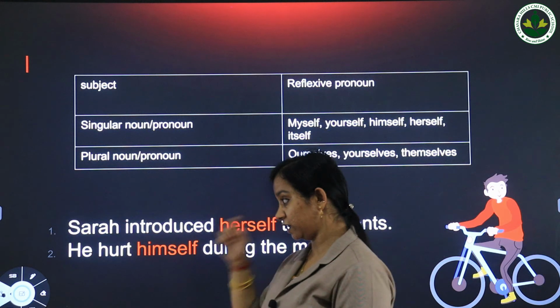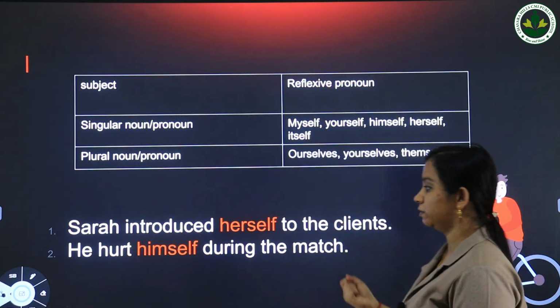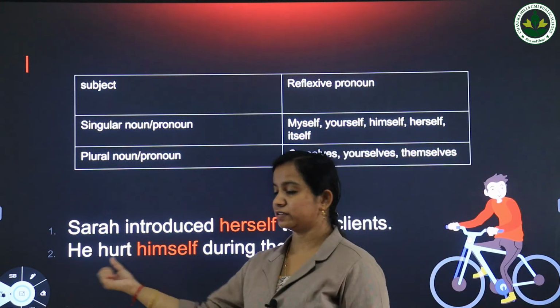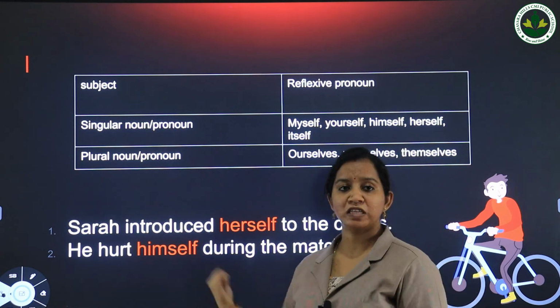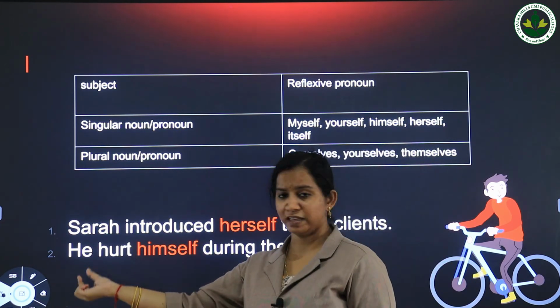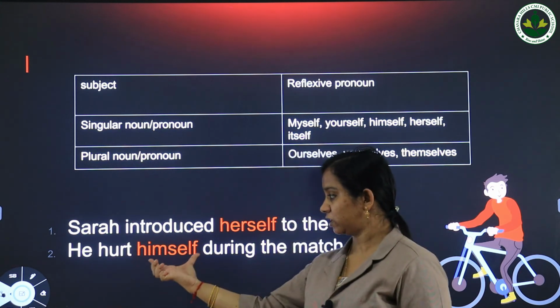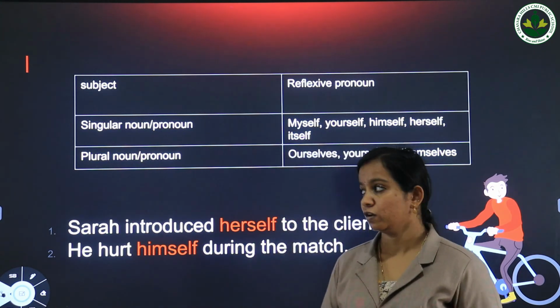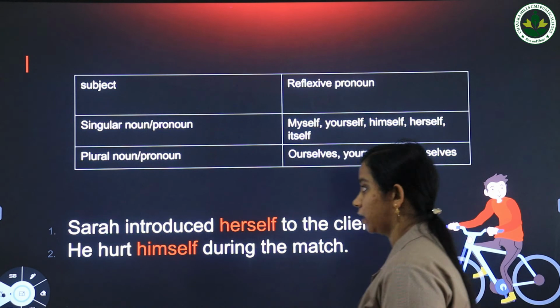Now moving on to the next one. He hurt himself during the match. So he is the subject and he is the receiver of the action because he is the one who got hurt. So as he is male, we used the reflexive pronoun himself. Okay, so these are reflexive pronouns.